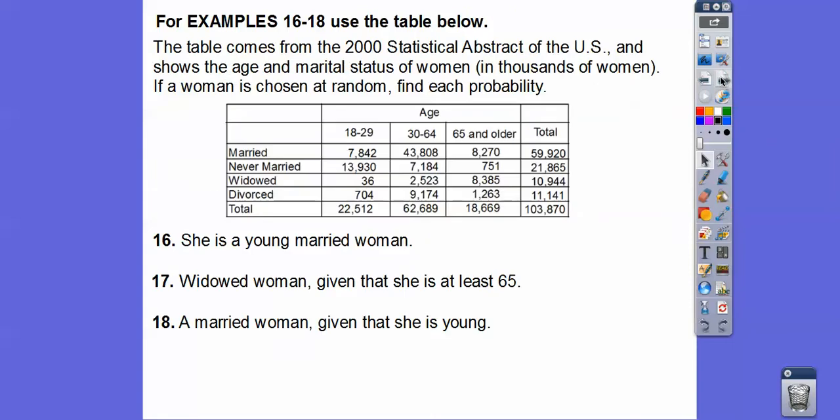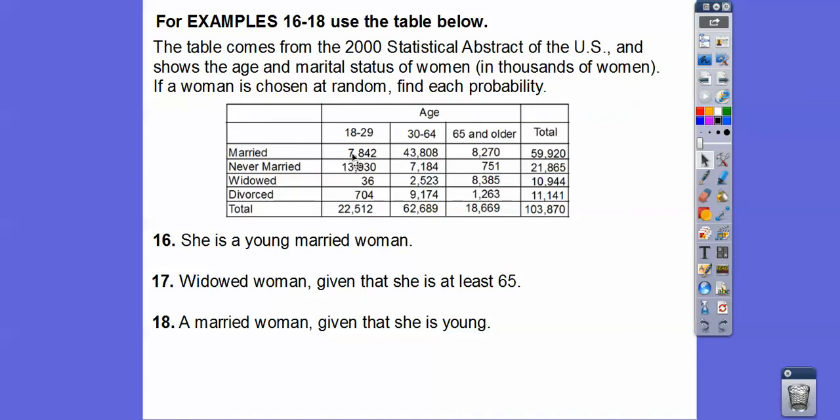Okay, all right, so here's where we might see this. This is called conditional probability. So this table came from a 2000 statistical abstract of the United States and shows the age and marital status of women, in thousands of women. If a woman is chosen at random, find each probability. She's a young married woman. Okay, so I've got to go fast. I'm limited to 15 minutes on these, so I've got about 7 minutes left.